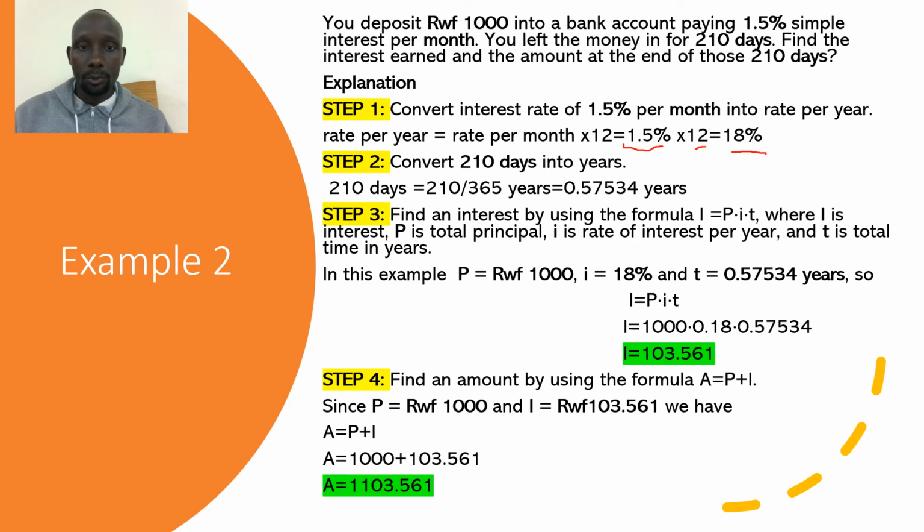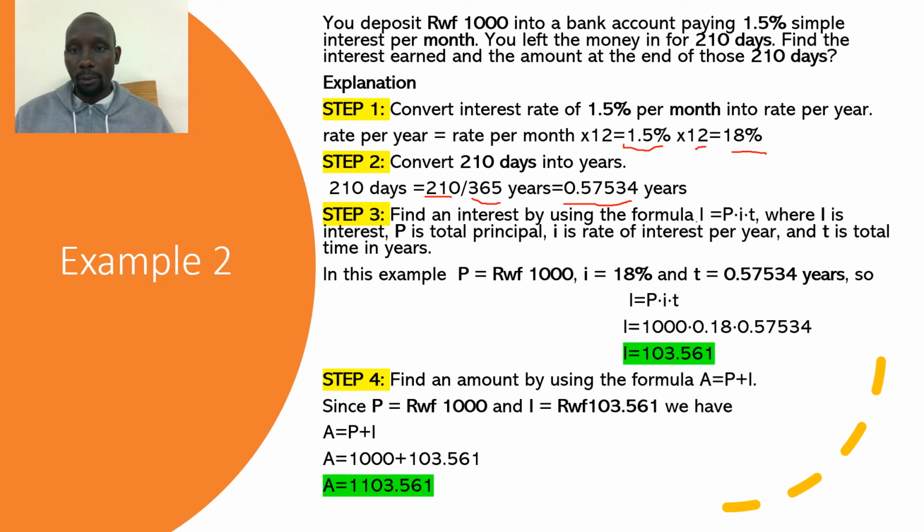So our step 2, we have to convert the 210 days into years. So we shall take 210 days, which will be equal to 210 divided by the total number of days in a year, which is 365. So this one will give us 0.57534 years.